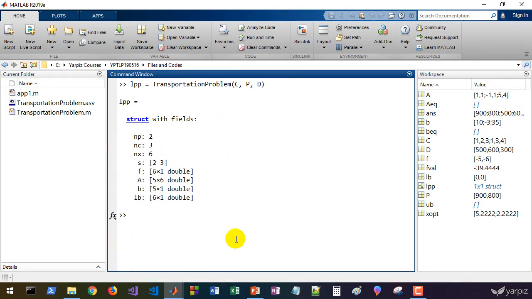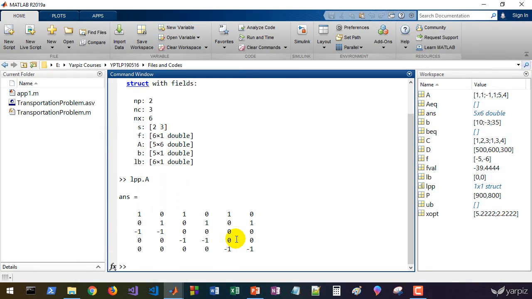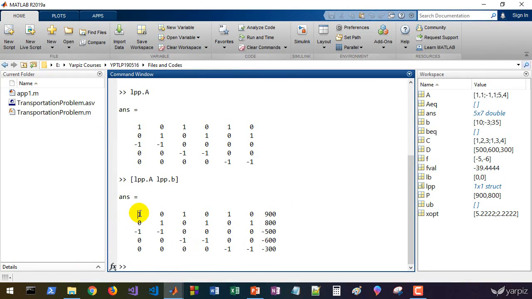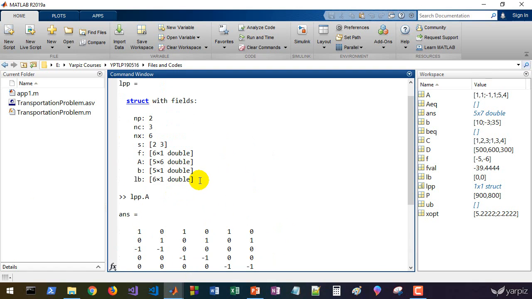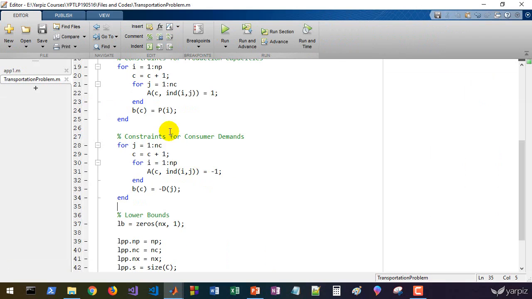Let's recall the function and lpp.a. You can augment these to see both of them in a single screen. Sum of this must be less than 900. Sum of this must be less than this. And for these, sum of this and this must be greater than 500 positive, or the negative sum of these variables times minus 1 equals to minus 500. And we're done. We have all matrices, all things we need to solve this problem.